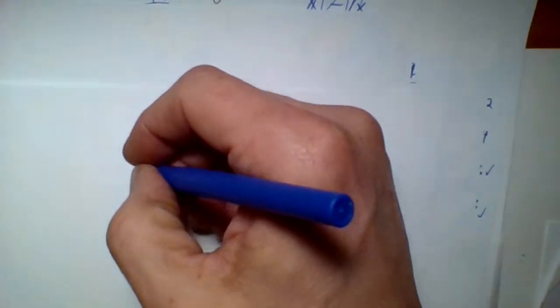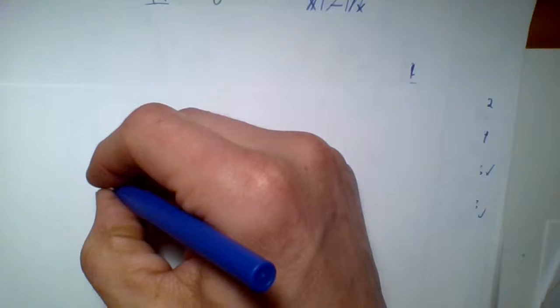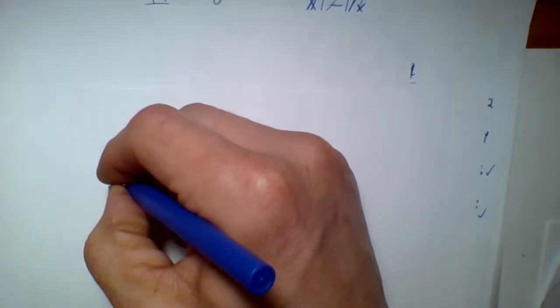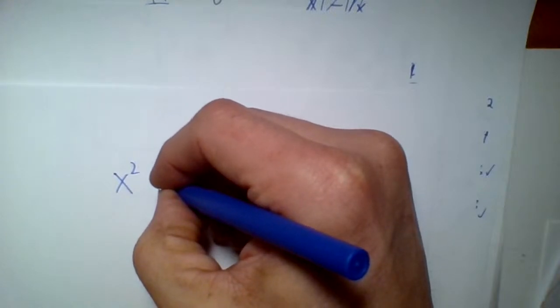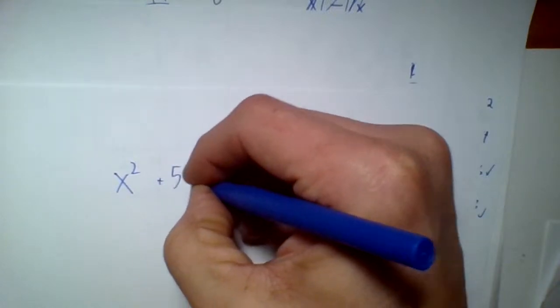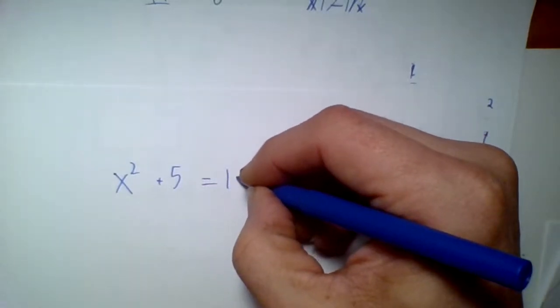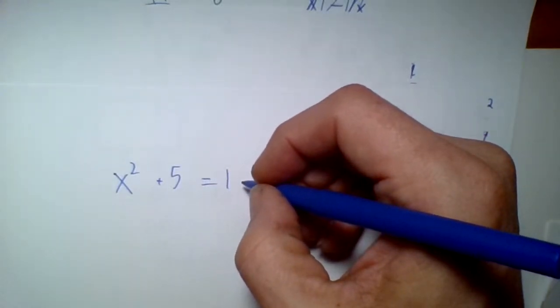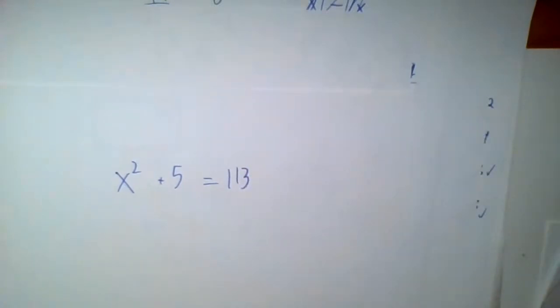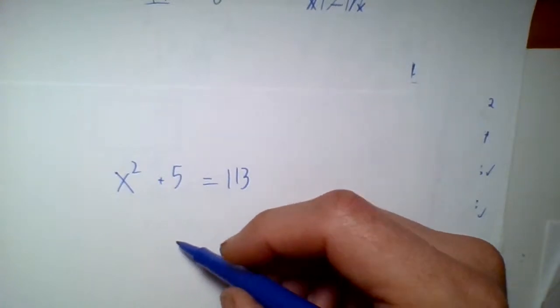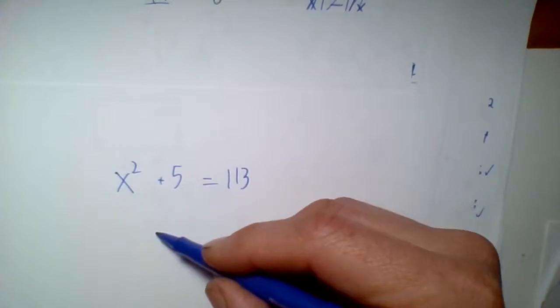We do another square root property problem with ugly numbers. If I have x squared plus 5 equals 113, we have some simplifying radicals to do on that. I'm not ready to do the square root yet because I don't have my squared thing isolated. I've got to get rid of the 5 first.